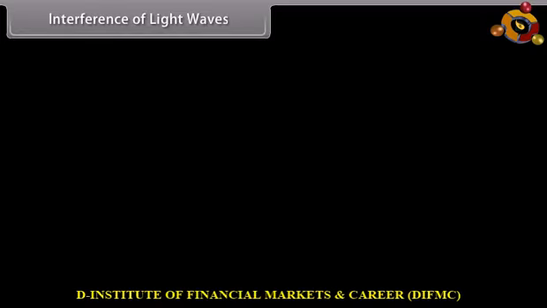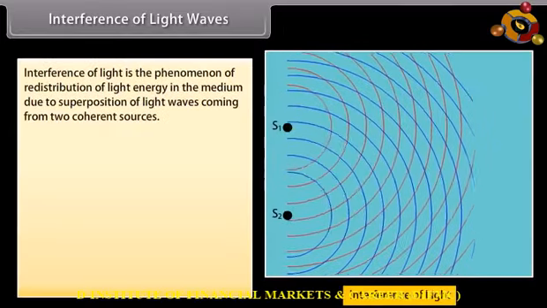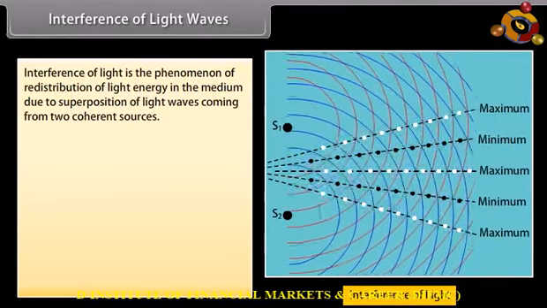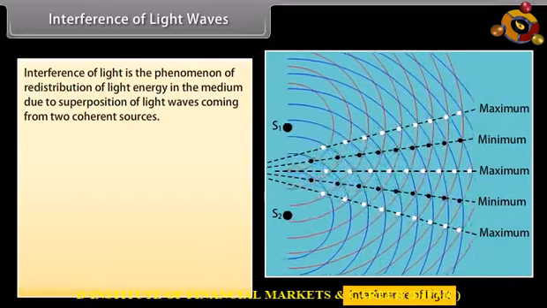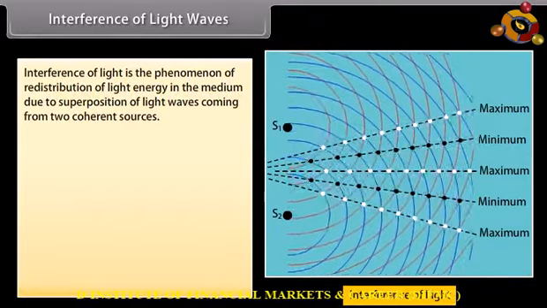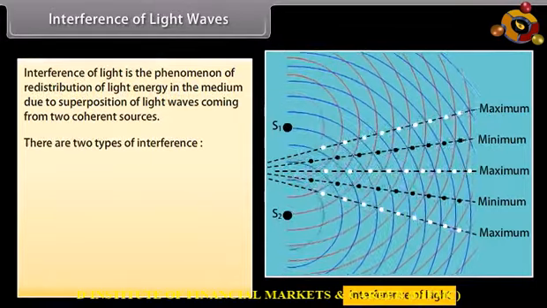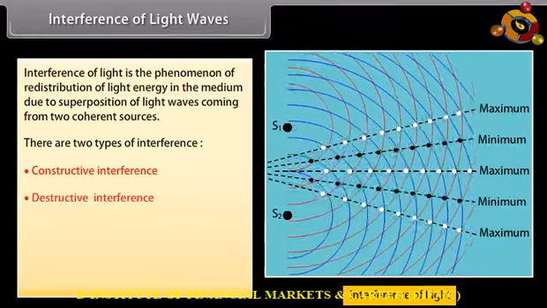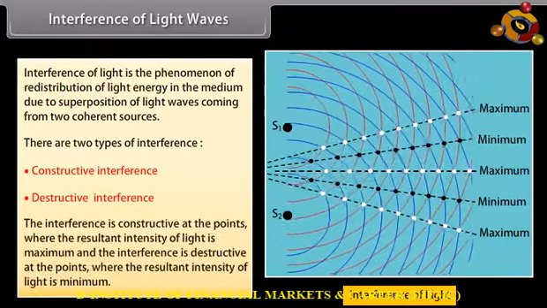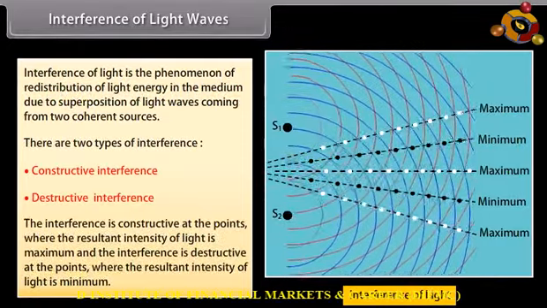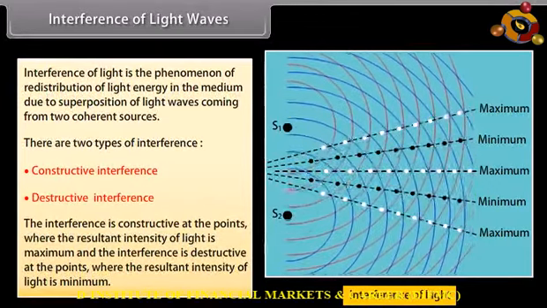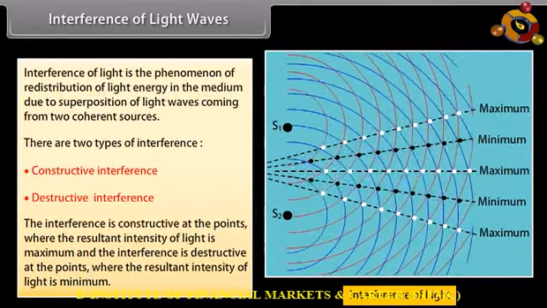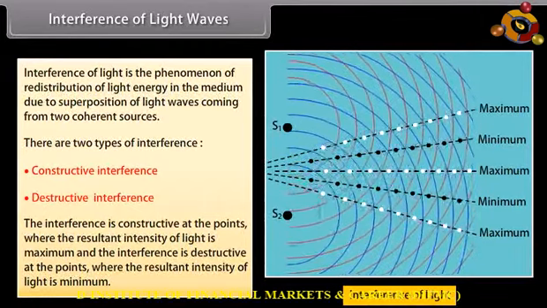Interference of light waves. Interference of light is the phenomenon of redistribution of light energy in the medium due to superimposition of light waves coming from two coherent sources. There are two types of interference: constructive interference and destructive interference. The interference is constructive at the points where the resultant intensity of light is maximum, and the interference is destructive at the points where the resultant intensity of light is minimum.